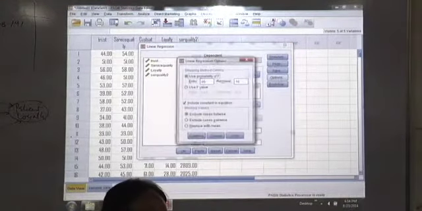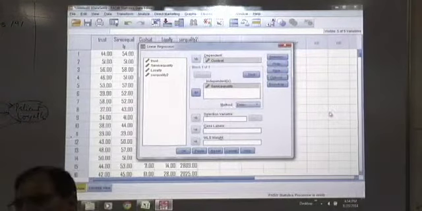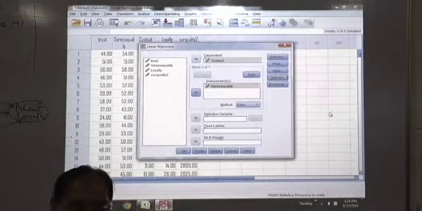Continue. Options. Under options, entry 0.05, 0.1 is correct. Include constant in equation, yes we want, and exclude cases listwise is okay. So we don't need to change anything. Alright, so we have set.